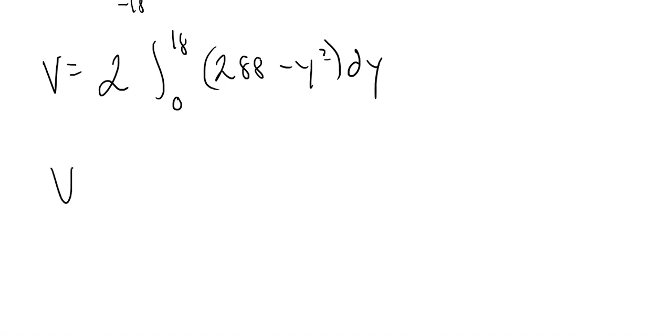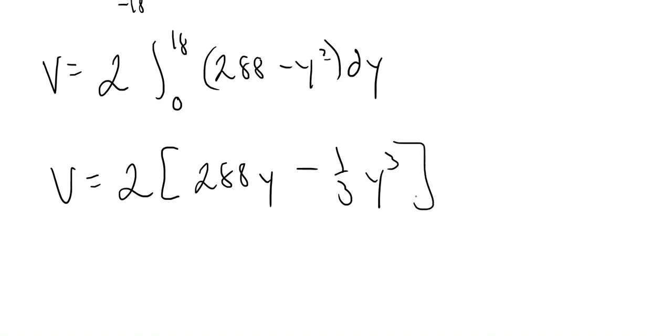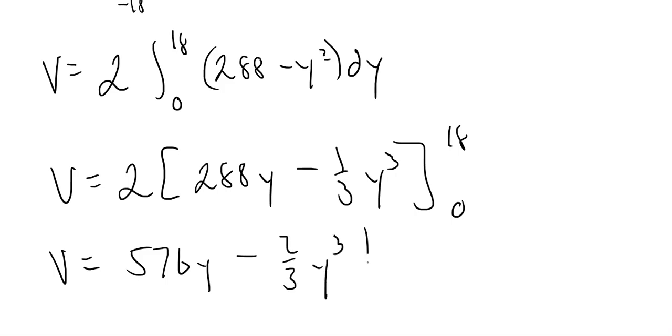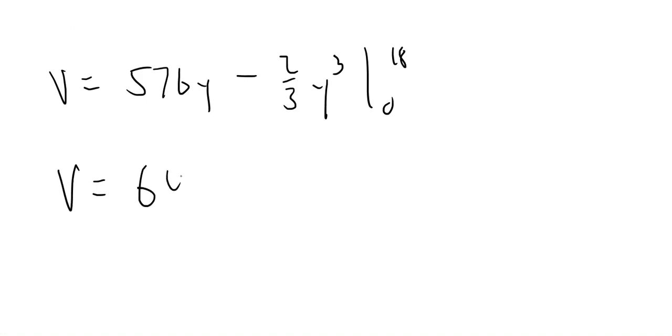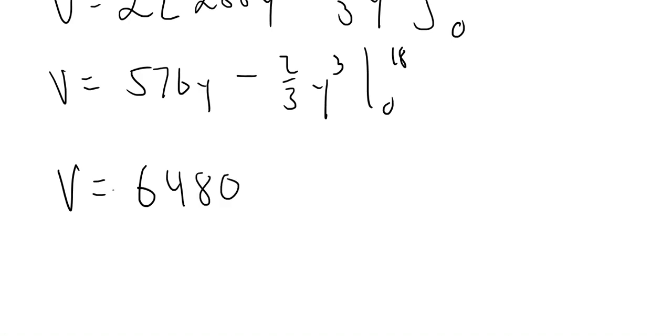So volume is 2 times 288y minus 1/3 y cubed, evaluated from 0 to 18, or volume is equal to 576y minus 2/3 y cubed from 0 to 18. And then plugging this into Desmos, we're going to end up with the volume being equal to 6,480.